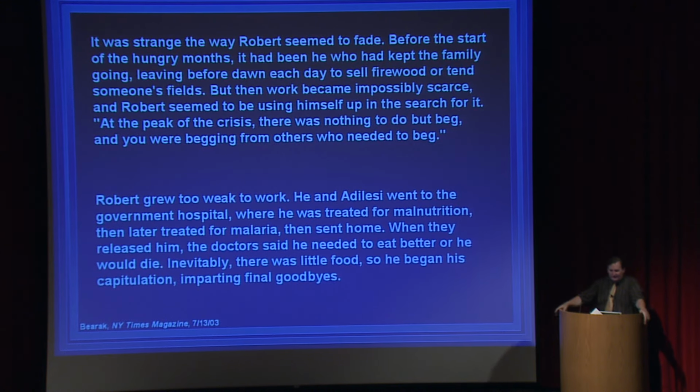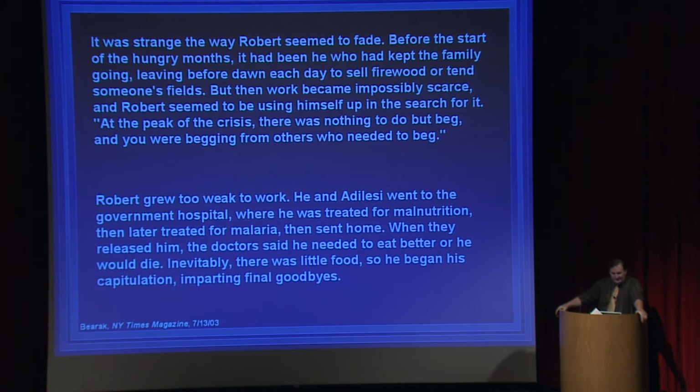It was strange the way Robert seemed to fade. Before the start of the hungry months, it had been he who had kept the family going, leaving before dawn each day to sell firewood or tend someone's fields. But then work became impossibly scarce, and Robert seemed to be using himself up in the search for it. At the peak of the crisis, there was nothing to do but beg, and you were begging from others who needed to beg. Robert grew too weak to work.